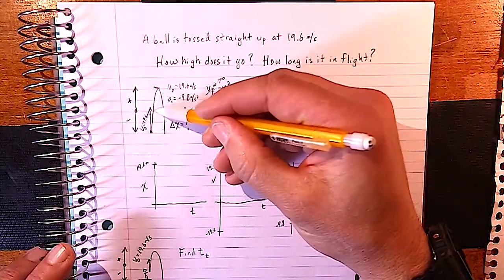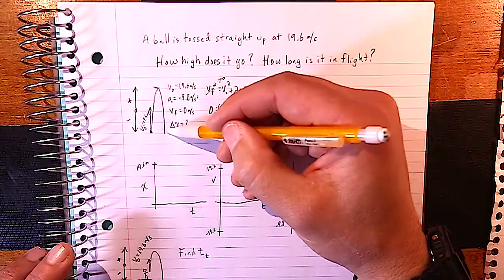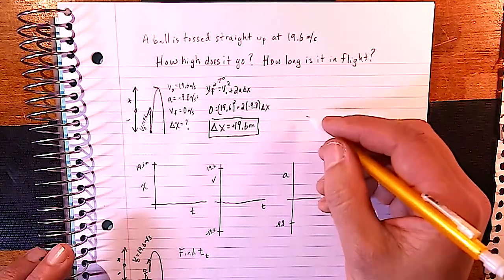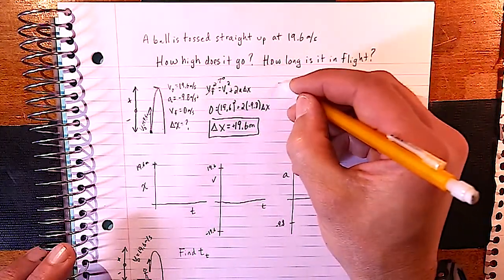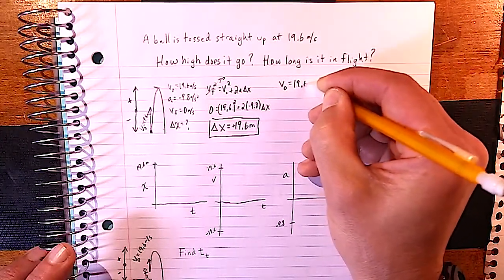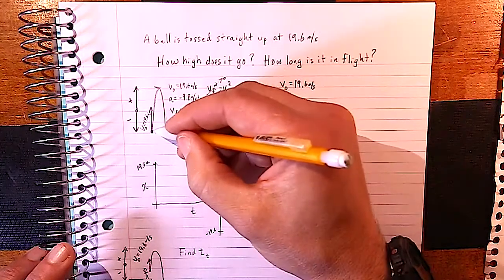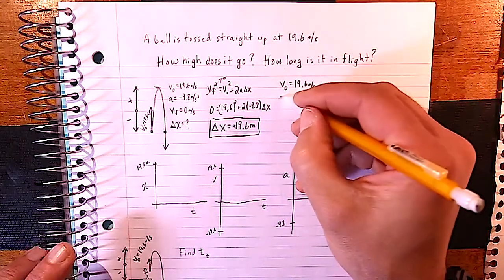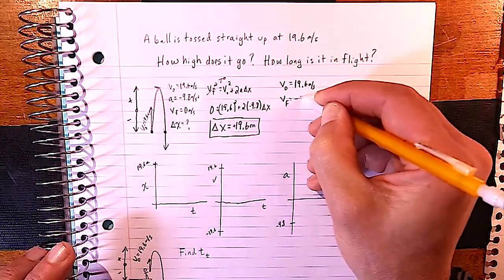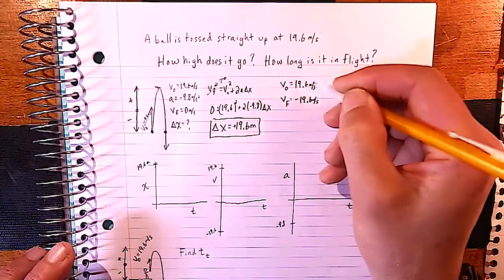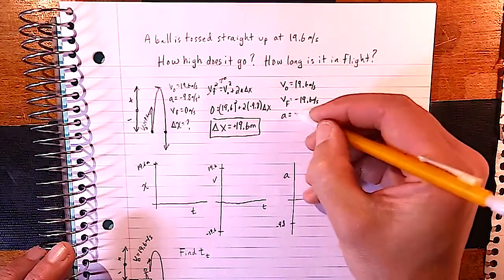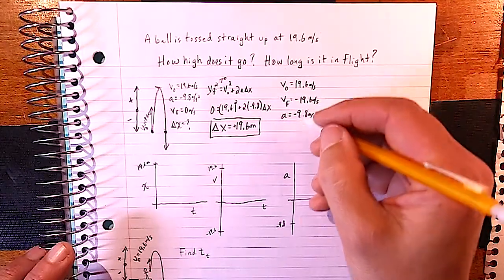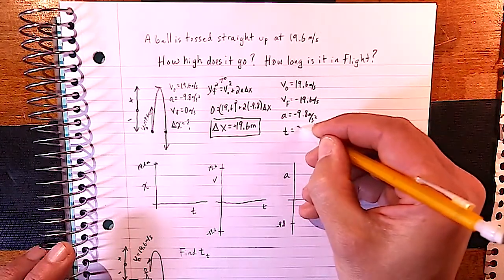Now, how long is it in flight? Well, we could do this as an up trip and then double the time, or we could solve this as a total trip and find the time in just one step. So it leaves the ground with an initial velocity of 19.6 meters per second. It comes back down at 19.6 meters per second in the down direction. So our final velocity is negative 19.6 meters per second. The acceleration is down the entire time, so that's negative 9.8 meters per second squared. And the time is what we're looking for.